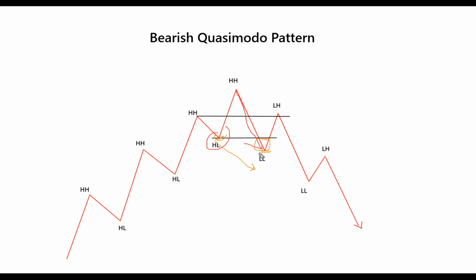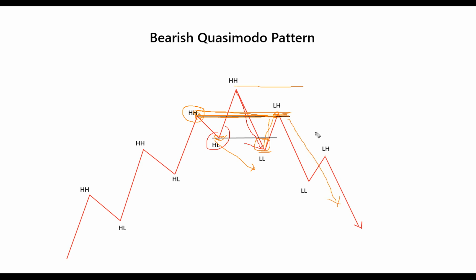So now the structure is broken to the downside, and this is the first indication that we are looking for a trend reversal. After that, the market goes toward the territory of the recent higher high. This was the recent higher high that the market formed, and the market will go toward this area, and this area will be our indication area where we are going to look for sell trades. We will put our stop loss above this area and we will ride the trend reversal.